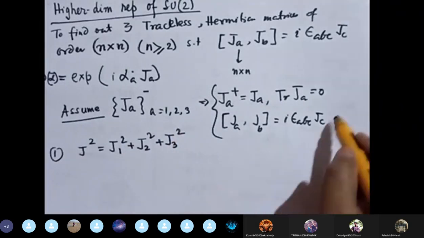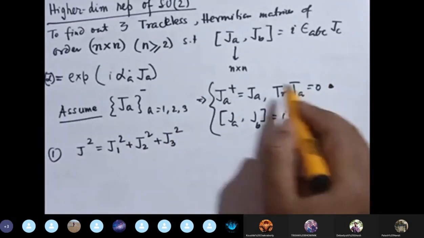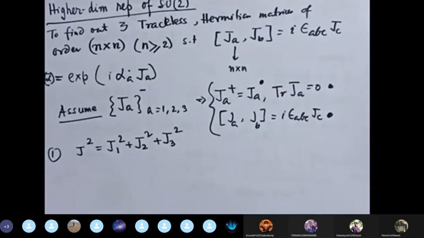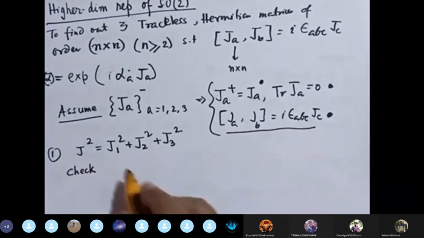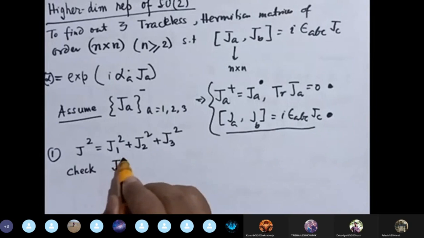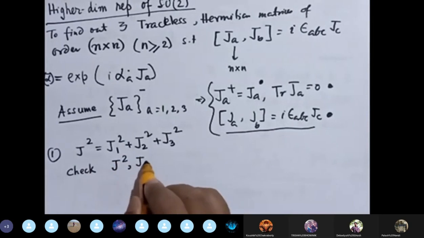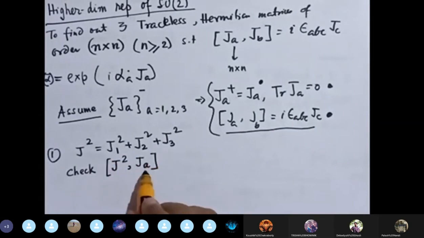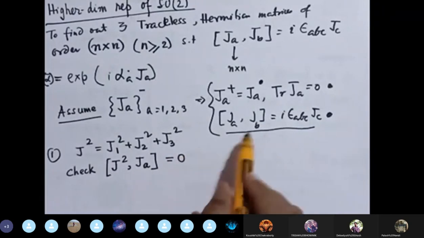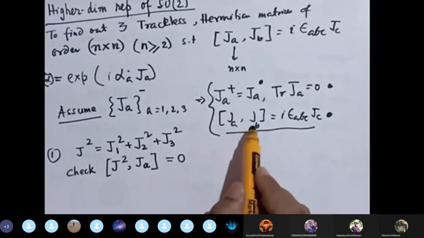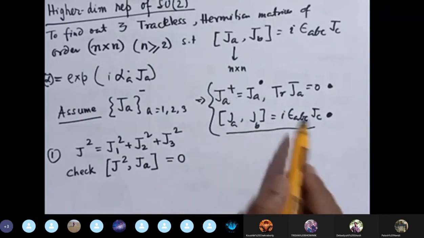Okay, so these three we have taken for granted, and now we are constructing something. Now you can easily check, using this relation, that J square commutes with all of J1, J2, J3. You can prove this simply using this relation, because [J1, J2] is i J3, [J2, J3] is i J1.